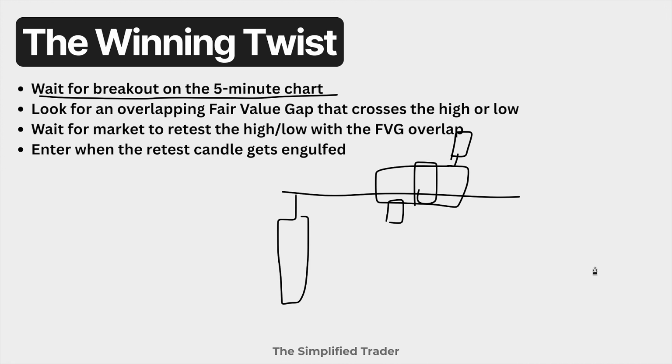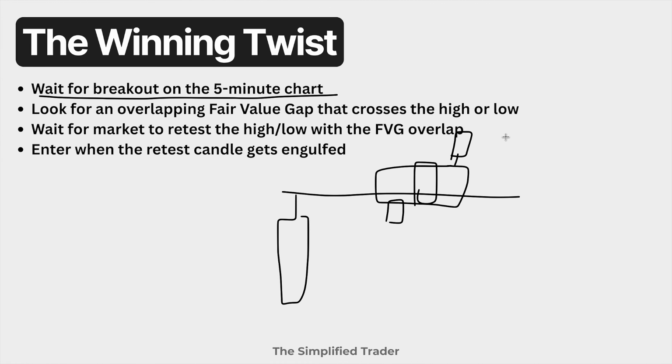And then step number 4, we're only going to take the trade when the retest candle gets engulfed. That engulfing candle, that is your confirmation that this breakout is real and ready to run. Now, instead of gambling on every push, you're waiting for precision entries. You're filtering out the traps and only trading when the market provides its hand.